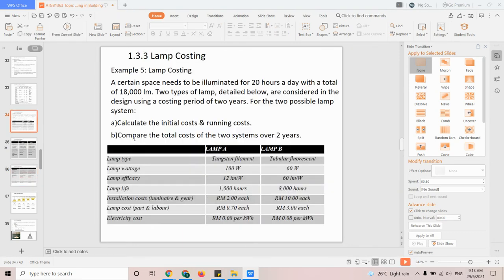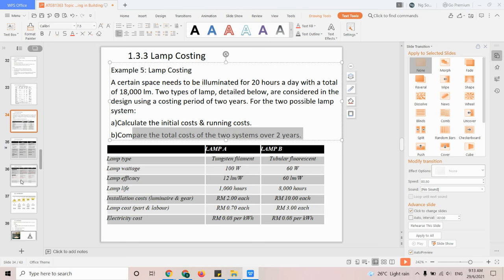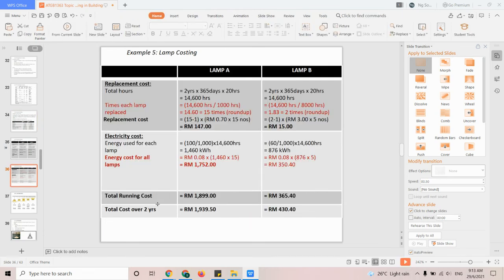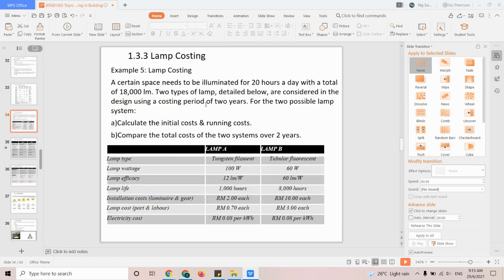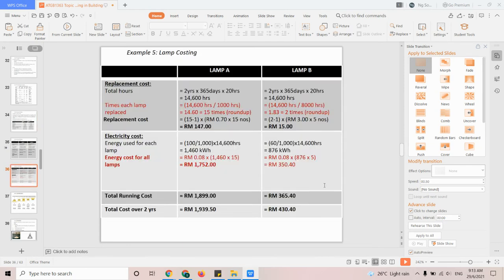So when it comes to here, having your answer like this, and then you have your total running cost and total cost over the 2 years, will be good enough for this question if you have your answer scheme like this.